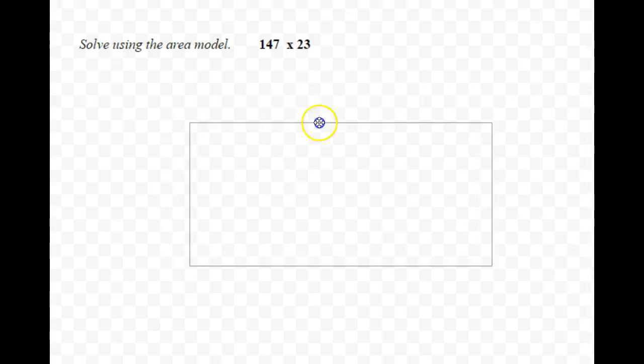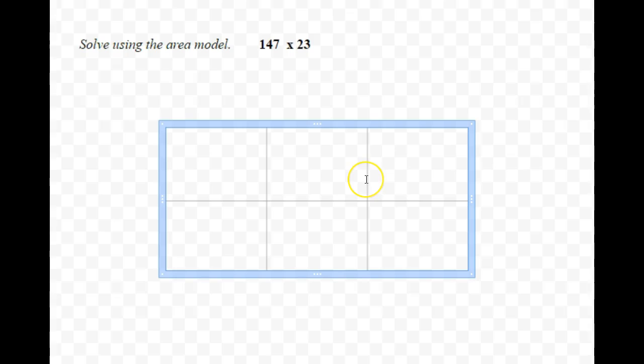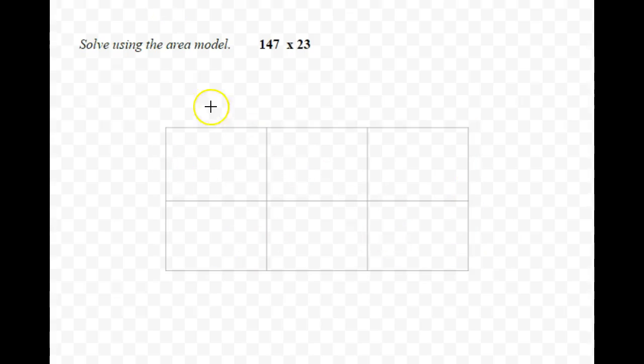In this video, you are going to learn how to multiply a 3-digit by 2-digit number using the area model. What you are going to do first is start off with this table, and on this table you are going to make it a 3 by 2-digit table. So we've got 1, 2, 3 columns, and then 1, 2 rows.